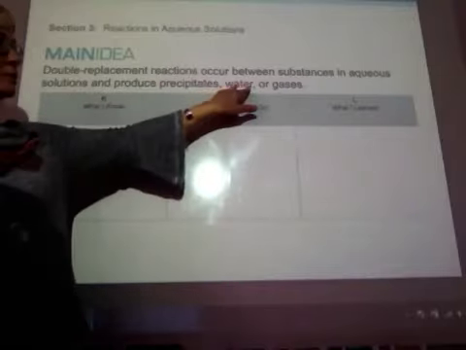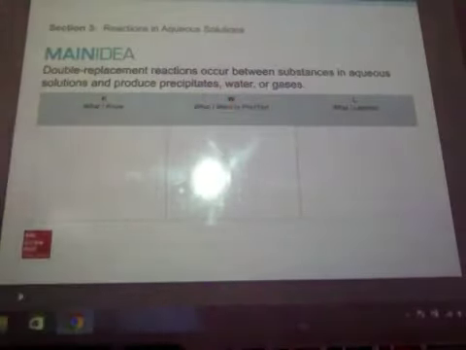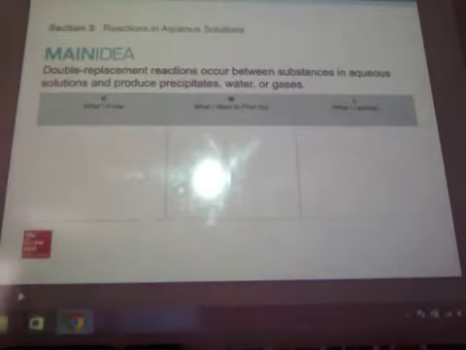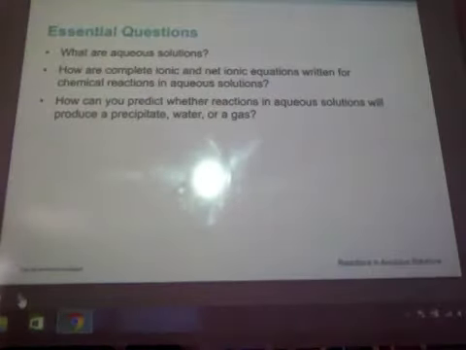They can also produce water, or they can produce a gas, like your single replacement of hydrochloric acid and magnesium. So there's different things that can be produced, and that should make sense. So first question, what are aqueous solutions? You should already know that. What's an aqueous solution? Something mixed with water. It's in solution, it's mixed with water.